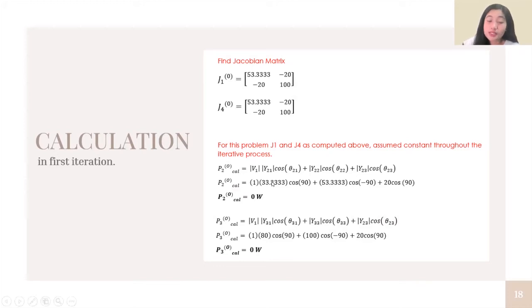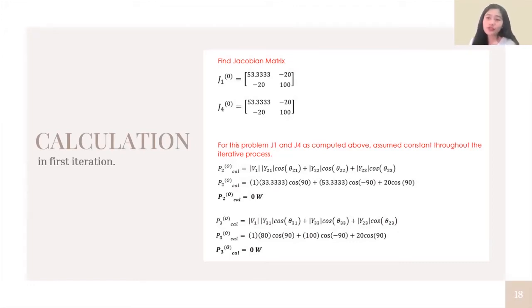So 1 times 33.333 because y21 is this one. Yung ating delta 21 is 90, y22 is 53, delta negative 90, 23, 20, then cos delta 23 or our angle which is 90 degrees. So we can just basically have a copy, lahat ng copy natin na na-solve natin para dire-diretso lang ng pag-substitute, okay? Then you can follow this process.